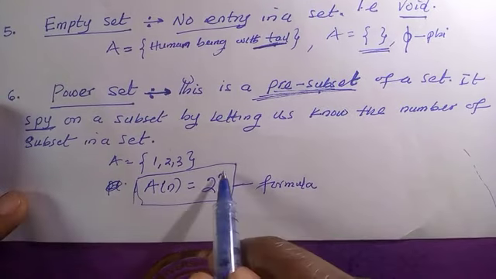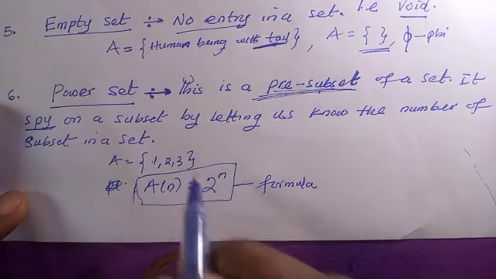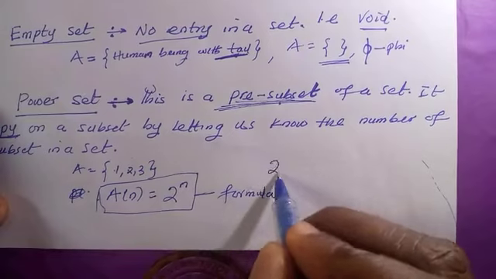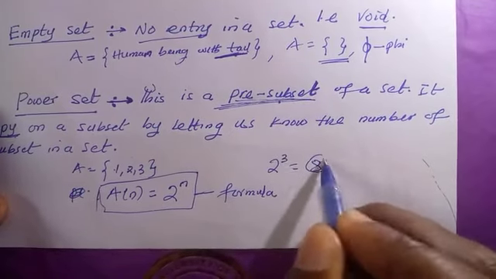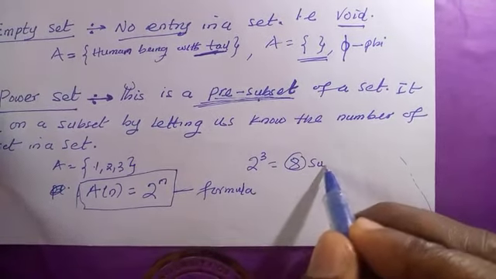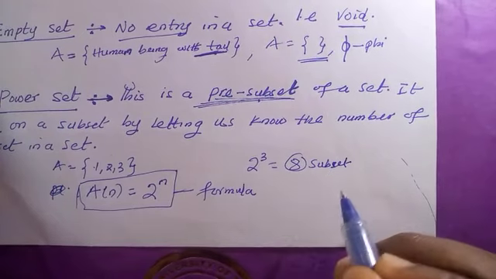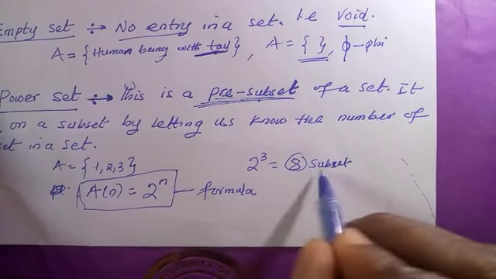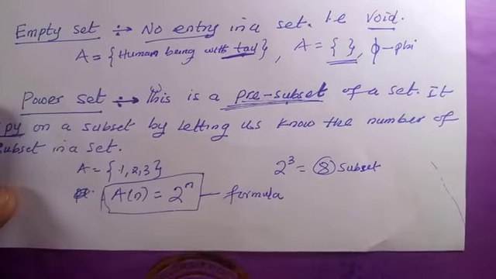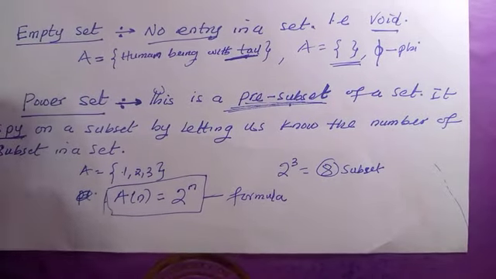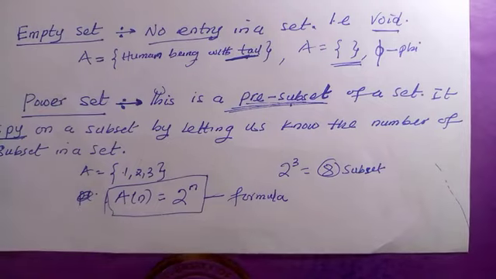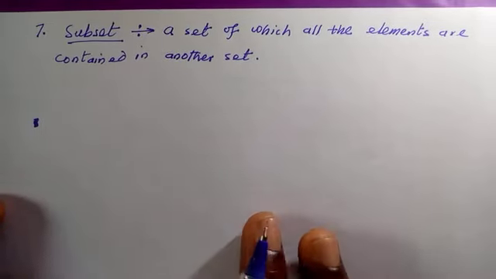Don't forget, when an element repeats, count it as 1 according to the cardinality of a set. So from this, we are given 1 to 3, which is 3. That is 2 raised to the power of 3 equals 8. That is, there are going to be 8 subsets in a set of 1, 2, 3. 8 subsets. Alright, and I'm going to show you how we get all this in the next part.